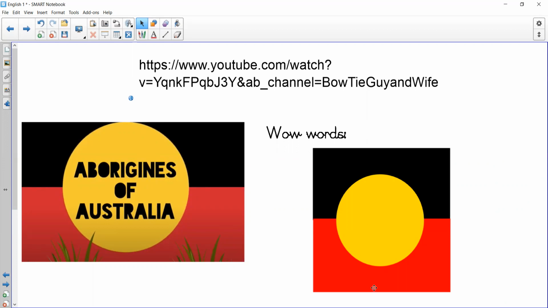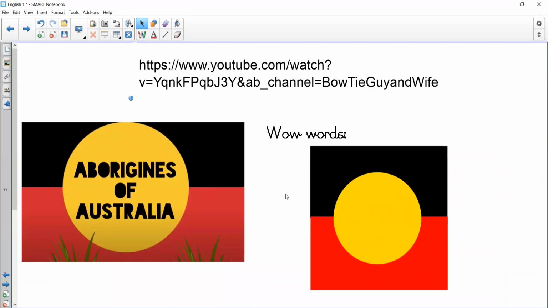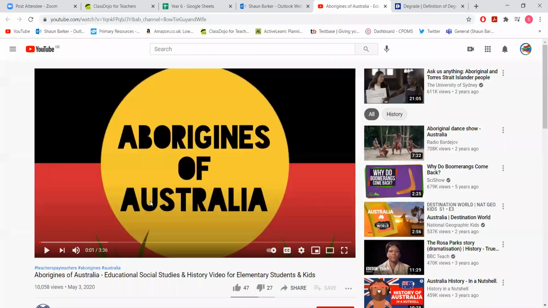So I've got a list here of ones that I thought underneath. Well, this is the Aboriginal flag. I didn't realise that, so I've made my own there, and I've covered up my wow words underneath there. So we're going to watch this. If I share the screen, there we go. So you should be able to see that now. And then just jot down any notes that you want to take note of, and any wow words as well.